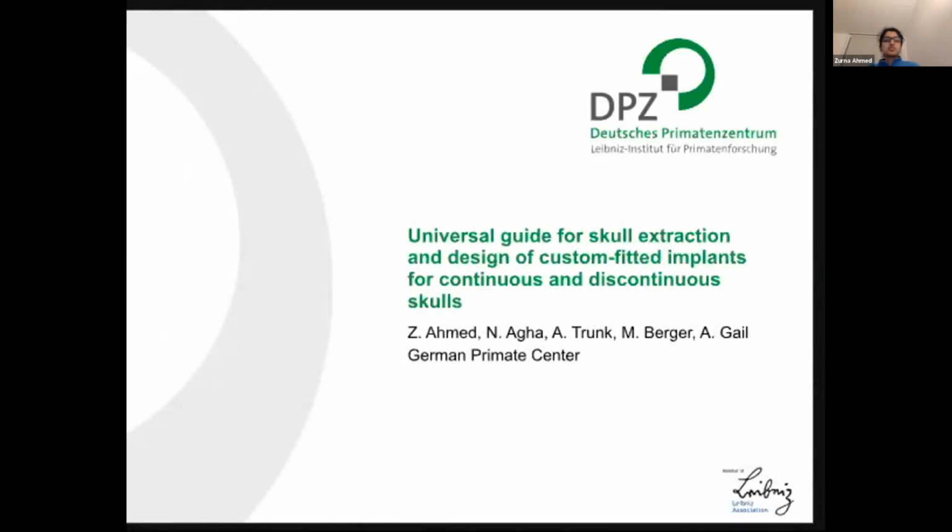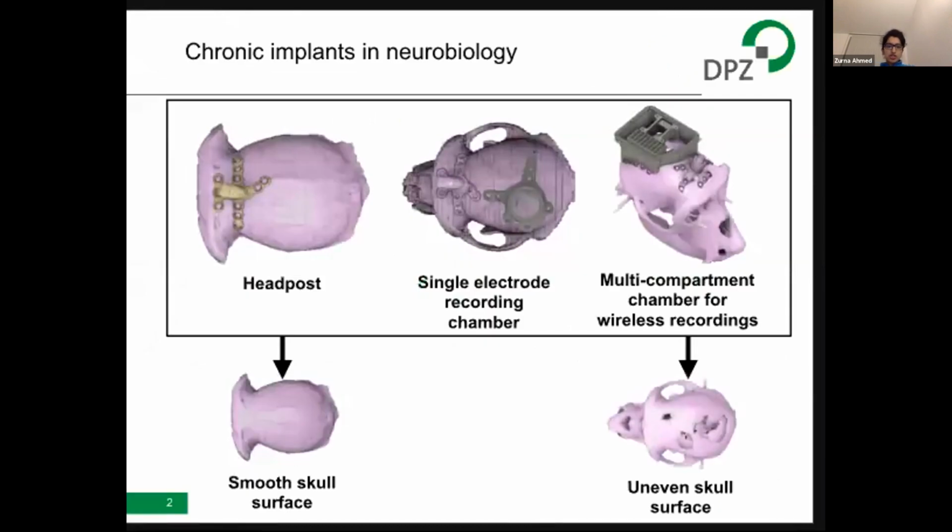Today I'm going to present our universal guide for custom fitting implants for continuous and discontinuous skulls. In primate neurobiology, chronically implanted devices such as head posts are used for head stabilization, or chambers to gain access to the brain to study its activity. Such implants are skull mounted and made from hard, durable materials, as we were discussing before already. So they need to be very well fitting because you want to avoid infections and especially tissue growth.